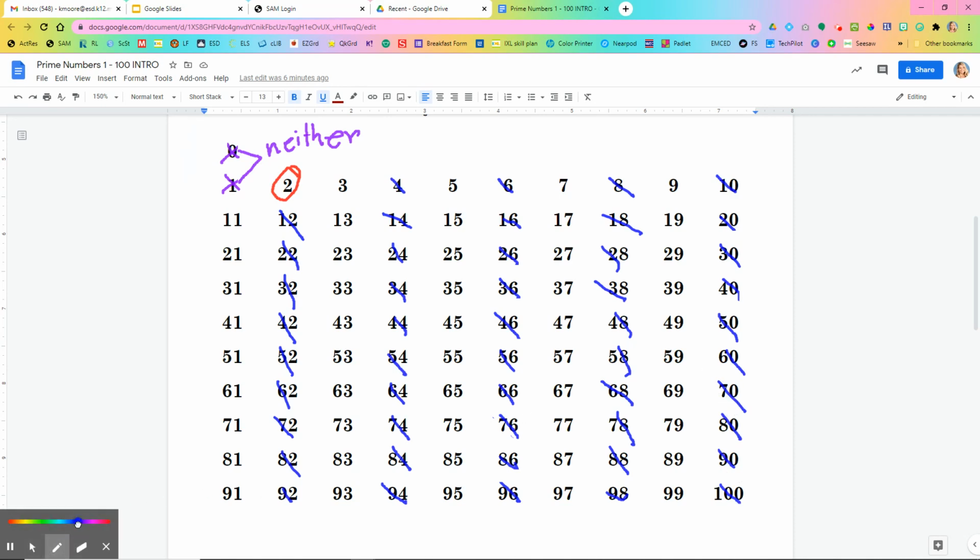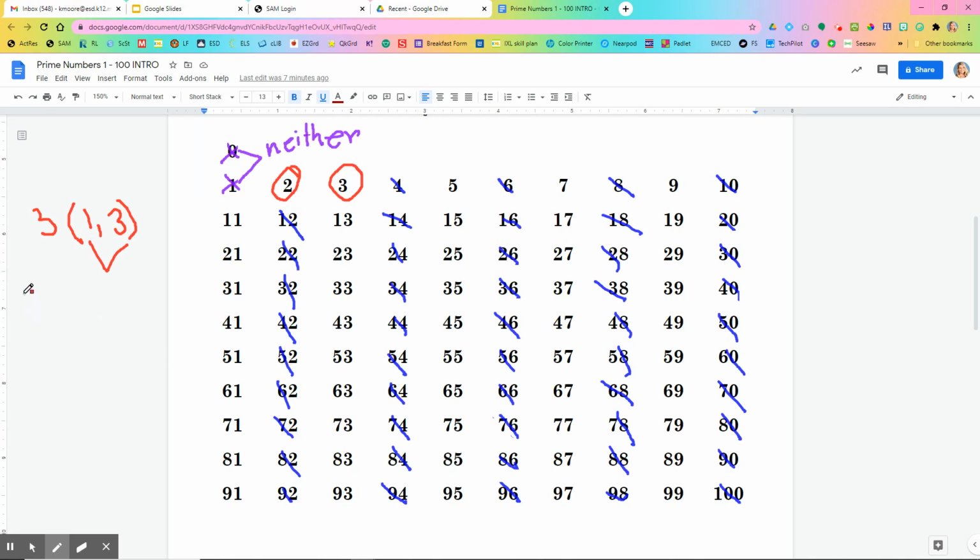So let's take a look at the number 3. Let's think of my factors of 3. 1 times 3 gives me 3. 2 won't work, and 3 is already up there, so that means I'm done. So guess what? 3 only likes 1 and itself, so it is prime.